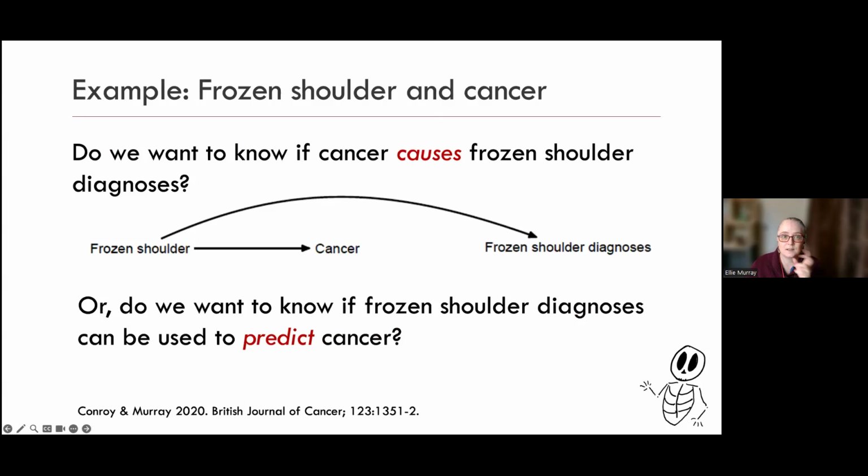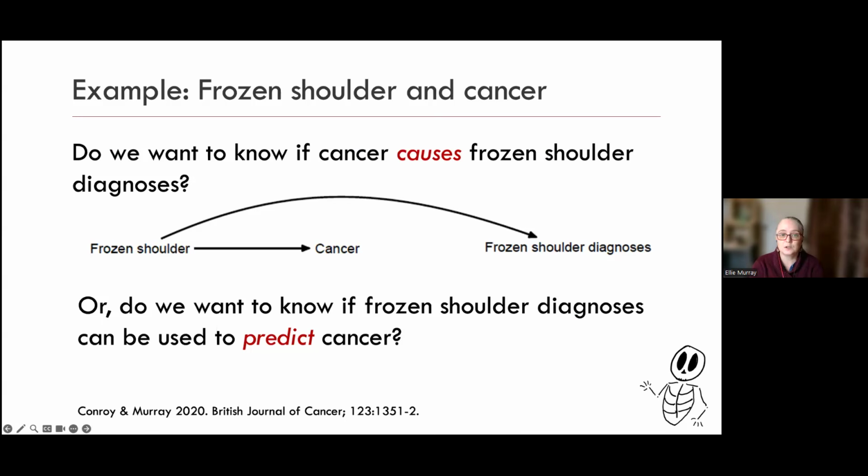As an example of that, there was a paper several years ago looking at frozen shoulder and cancer in, I believe, a Danish registry. In that paper, they had not adjusted for frozen shoulder. And there was a lot of discussion about whether that was inappropriate, because isn't frozen shoulder going to be a confounder for a relationship between cancer and frozen shoulder diagnosis?